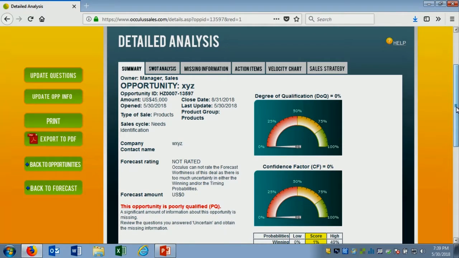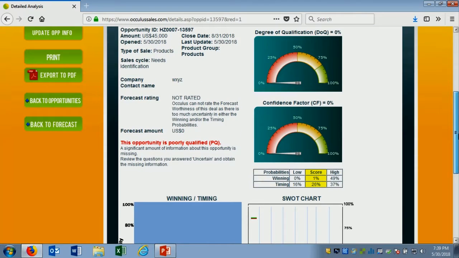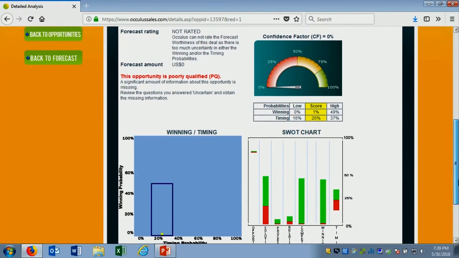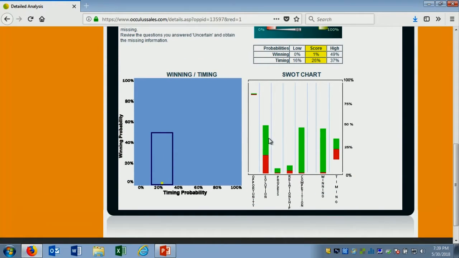We didn't really go through every question. The confidence factor is low, but it'll tell you the forecast rating is not rated because it's just not forecast worthiness at this stage. Opportunity is poorly qualified, et cetera, and it goes through all of this. Okay, so again, you can see that these are the SWOT charts.